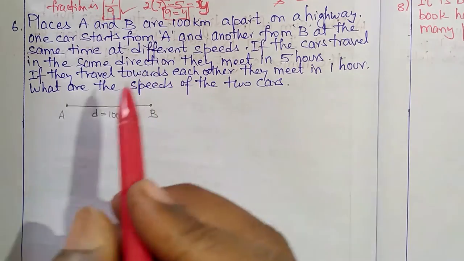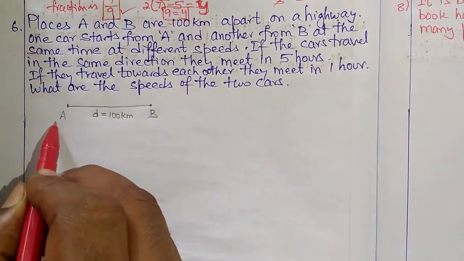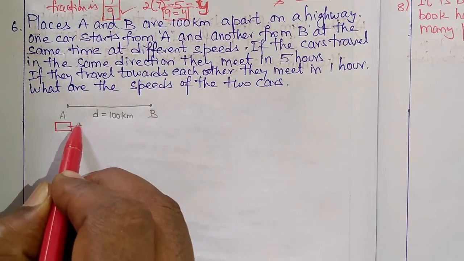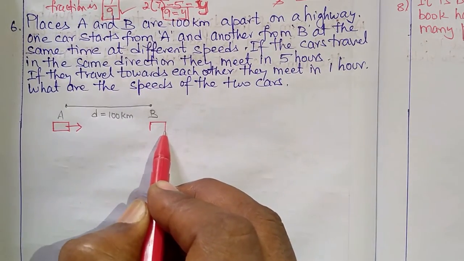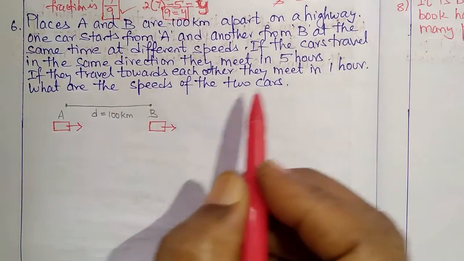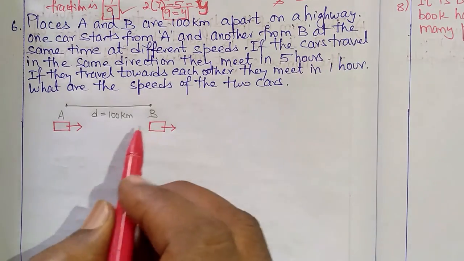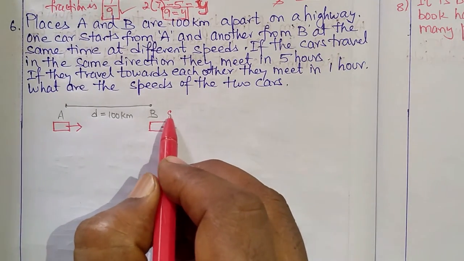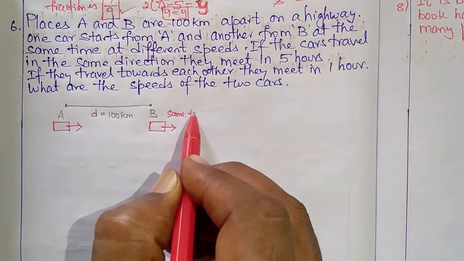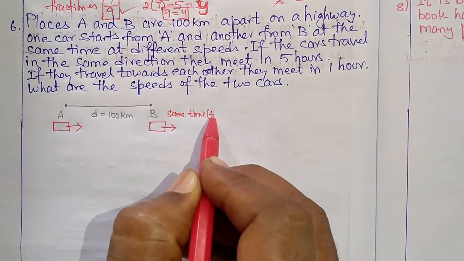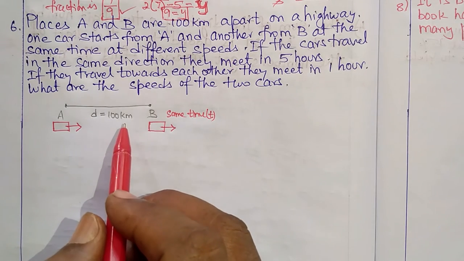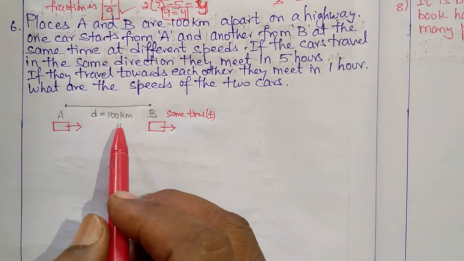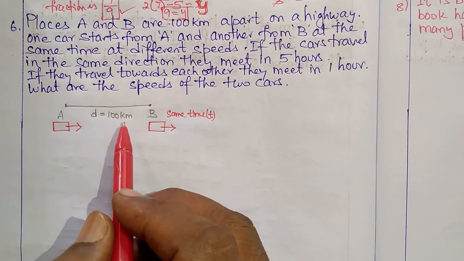One car starts from A. So, there is a car which has to start from A and another from B. Another car starts from B at the same time. So both the cars start at the same time, T time, at different speeds. So what is the speed of car A and what is the speed of car B?